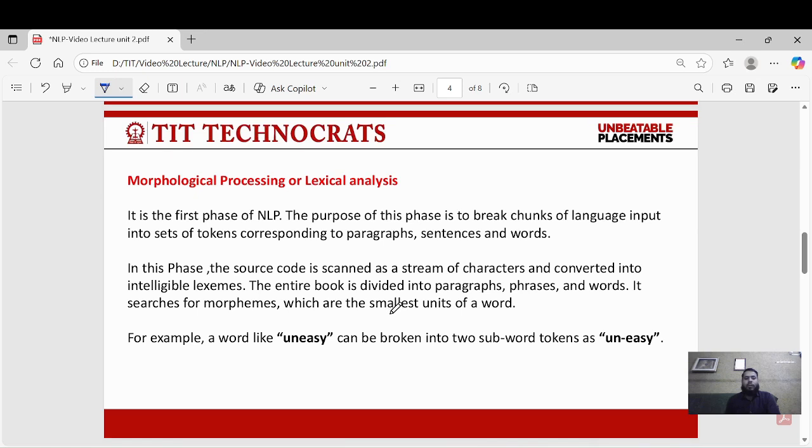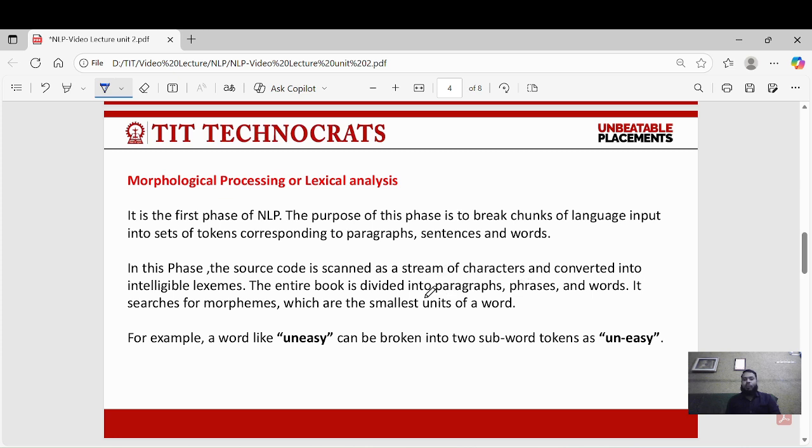Now, the very first phase of NLP is morphological processing, or you can say lexical analysis. The purpose of this phase is to break down the whole string into small blocks, called chunks of the language, corresponding to paragraphs, sentences and words. In this phase, input strings are scanned and converted into intelligible lexemes. For example, an entire book is divided into paragraphs, sentences and words.